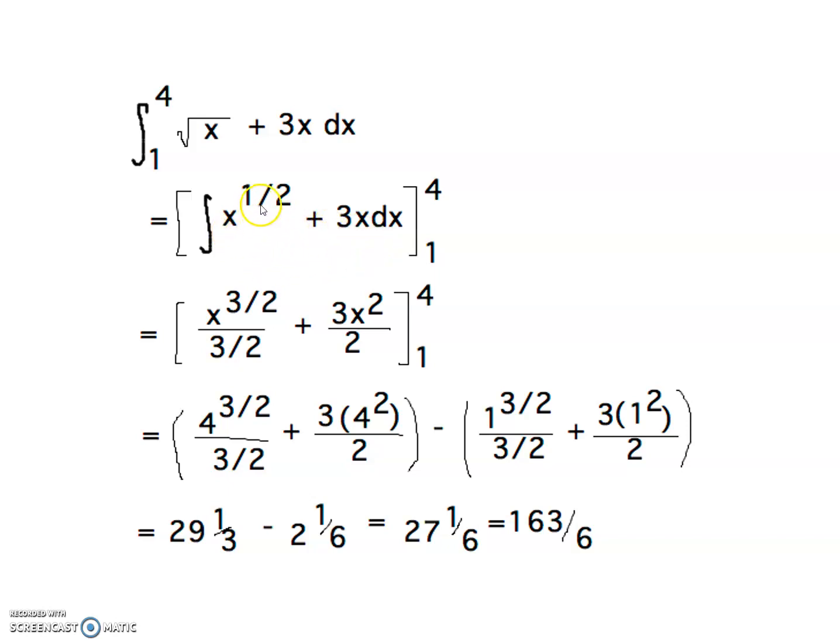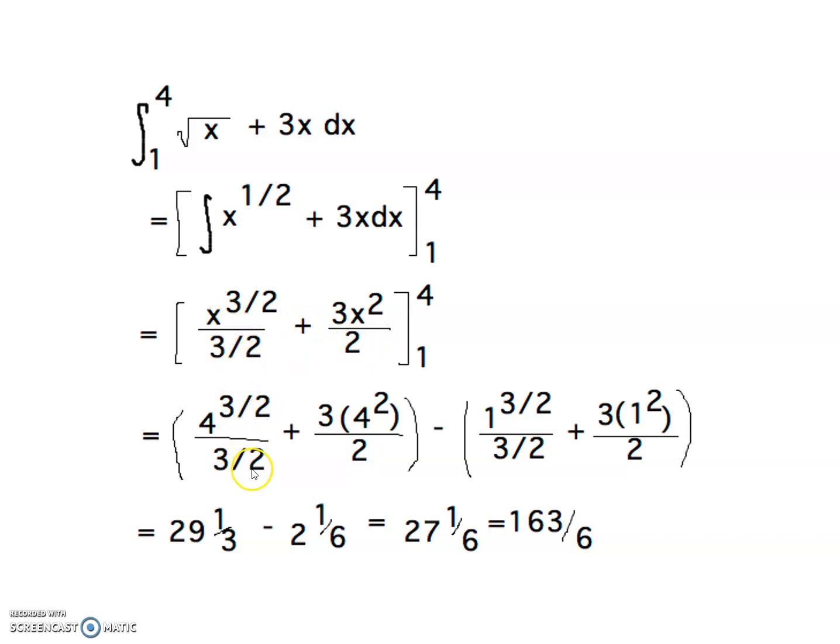That's why x raised to 1 upon 2 plus 1, over 1 upon 2 plus 1, plus 3 x raised to... n is what? x raised to n plus 1 upon n plus 1. That's why x raised to 3 by 2 upon 3 by 2, plus 3x square upon 2. Upper limit is 4, lower limit is 1. We have to put both limits in the function instead of x.